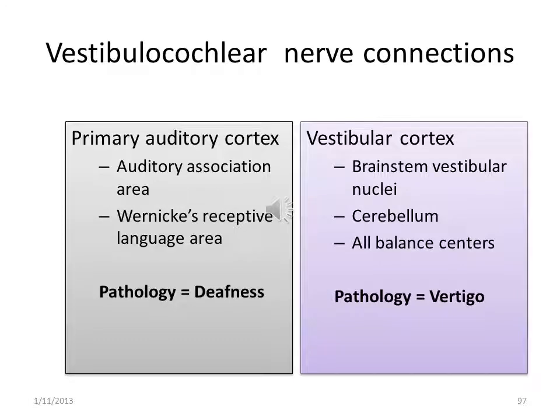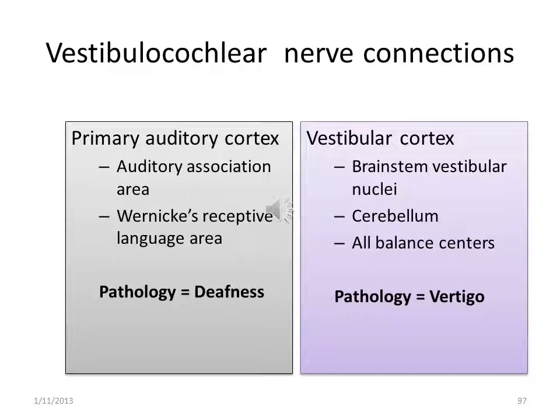So this slide summarizes the major connections for cranial nerve 8. First of all, the cochlear portion of the nerve connects to primary auditory cortex, and a pathology of this connection or of primary auditory cortex could cause deafness. From primary auditory cortex, there are several other connections that are listed here. You don't need to worry about them, but they're interesting and will come back and be important later when we learn about the cerebral cortex.